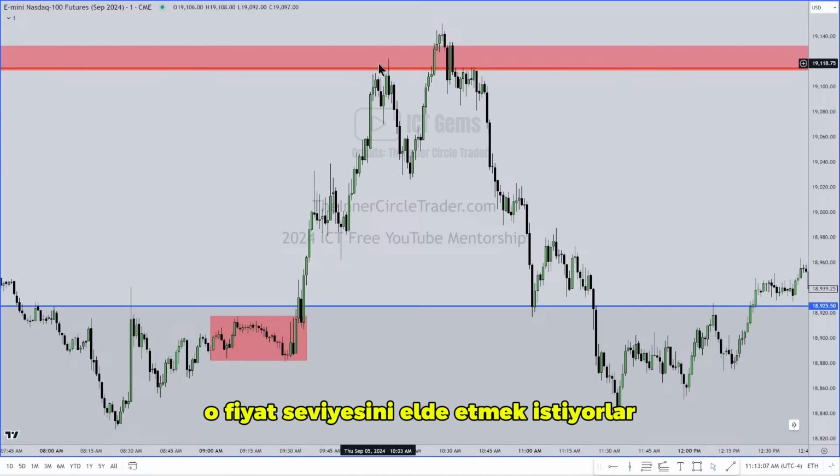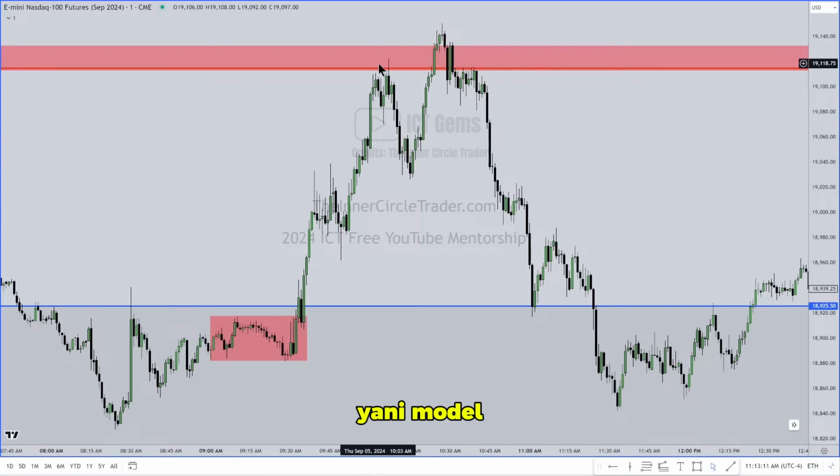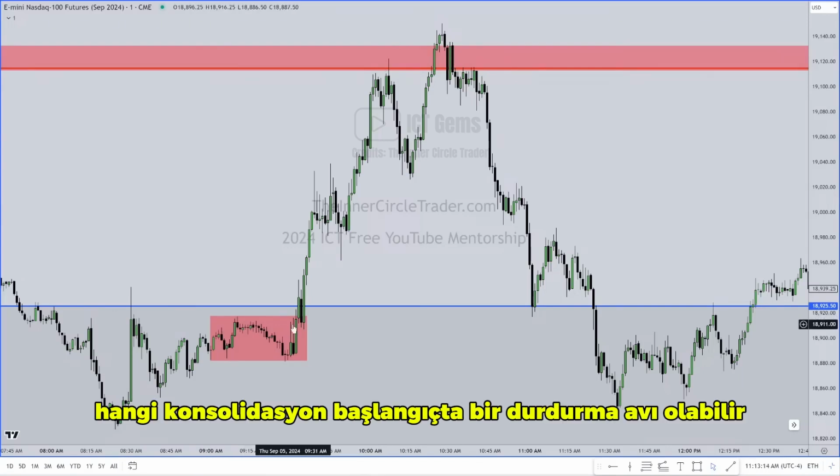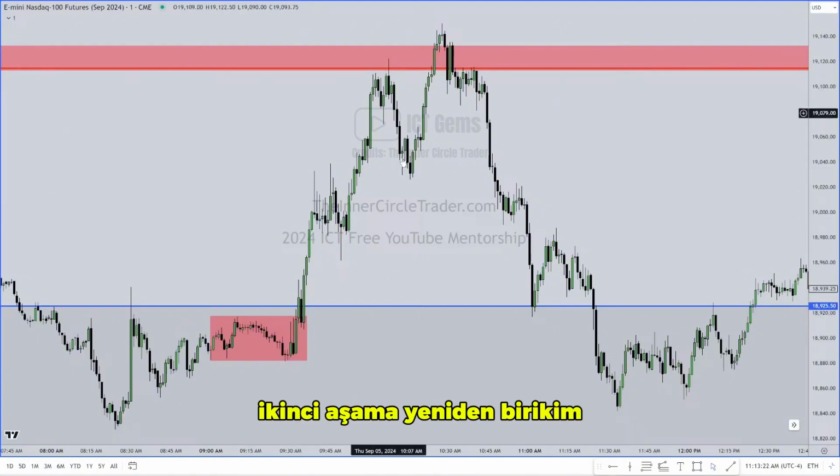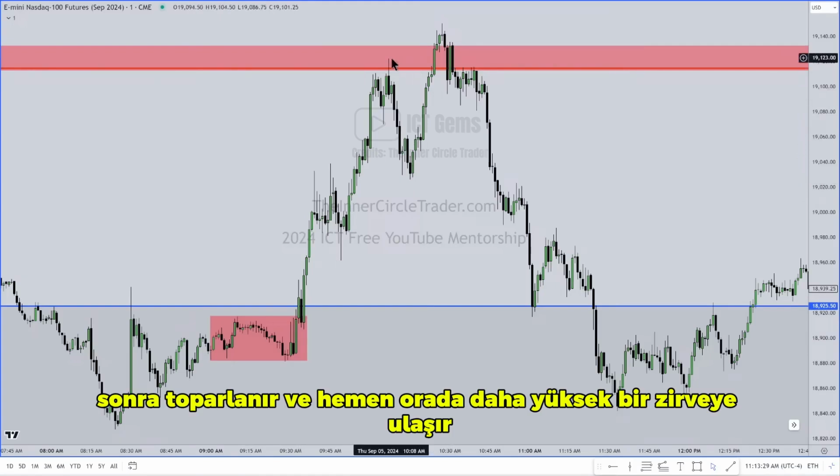They want to get that price level. It's real high. It's nice. But they don't understand the market maker sell model, which is consolidation, maybe a stop hunt initially, rallies, touches the original consolidation, rallies higher, accumulates. Second stage reaccumulation. Then it rallies and takes out a higher high right there.